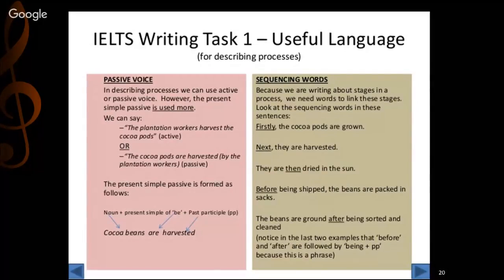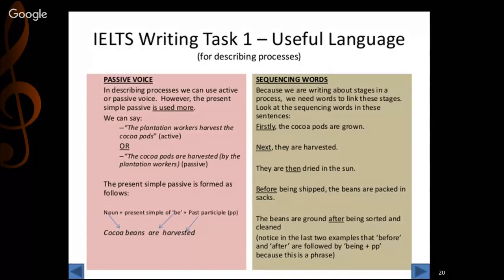Because we are writing about stages in a process, we need words to link these stages. Look at the sequencing words in these sentences. Firstly, the cacao pods are grown. Next, they are harvested. They are then dried in the sun. Before being shipped, the beans are packed in sacks. The beans are ground after being sorted and cleaned.